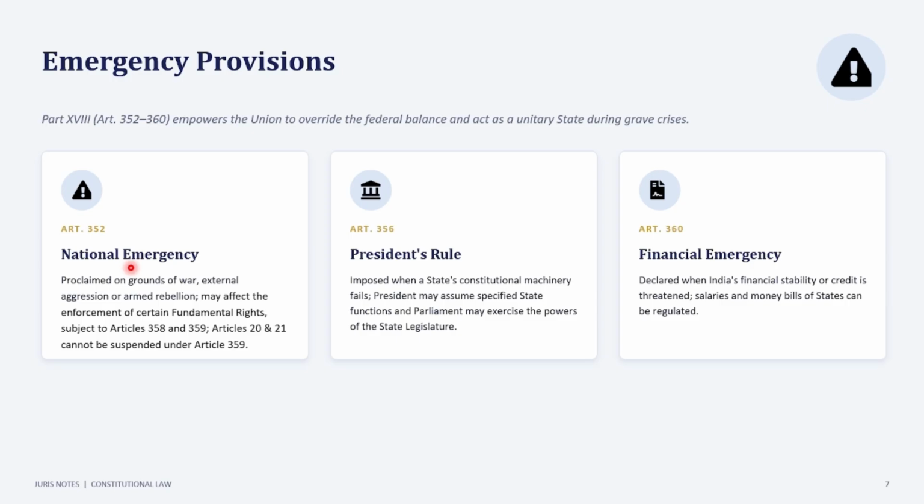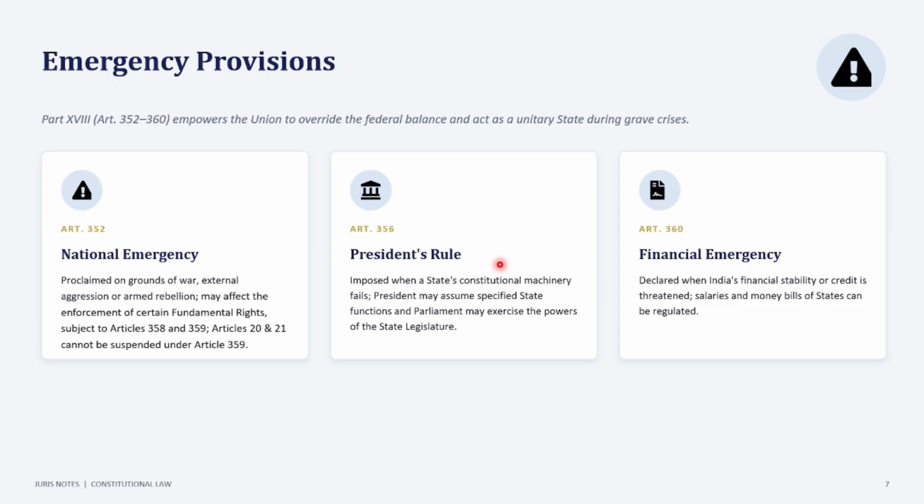And Article 20 and 21 cannot be suspended under Article 359. So that's an important distinction. Now we have presidential rule under Article 356. This applies when the government of a state cannot be carried on in accordance with the constitution. In such a situation, the president may assume certain state functions and the parliament may exercise the powers of the state legislature, subject to constitutional scheme.